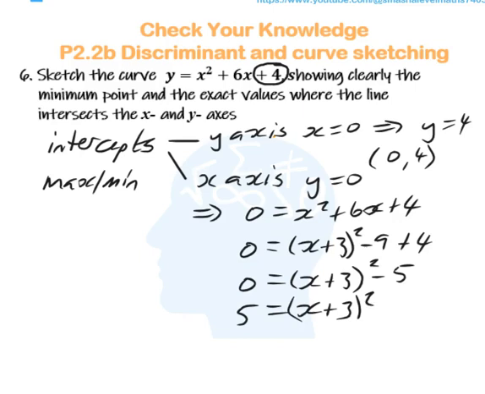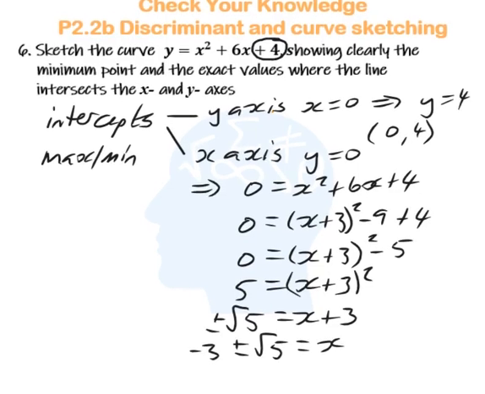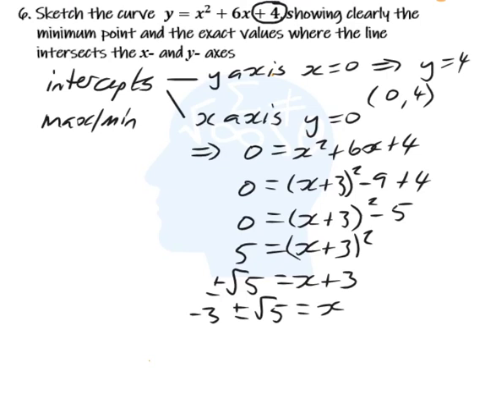Do the square rooting, so we've got plus or minus root 5 equals x plus 3. And then finally we've got minus 3 plus or minus root 5 equals x. So that gives us two coordinates. So we've got minus 3 plus root 5, 0, and the other coordinate minus 3 minus root 5, 0. So that's those bits sorted.